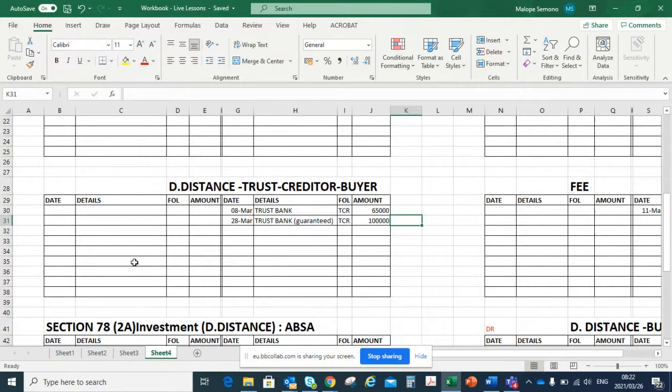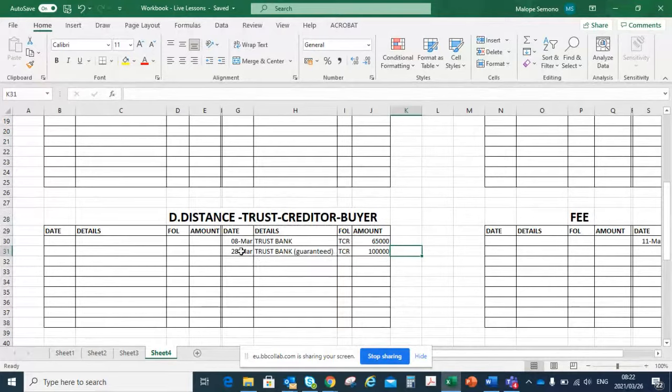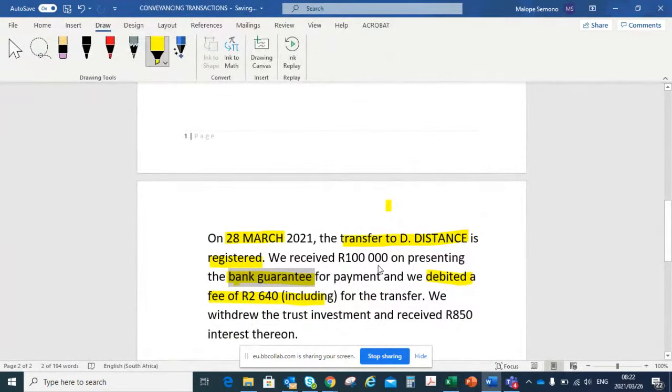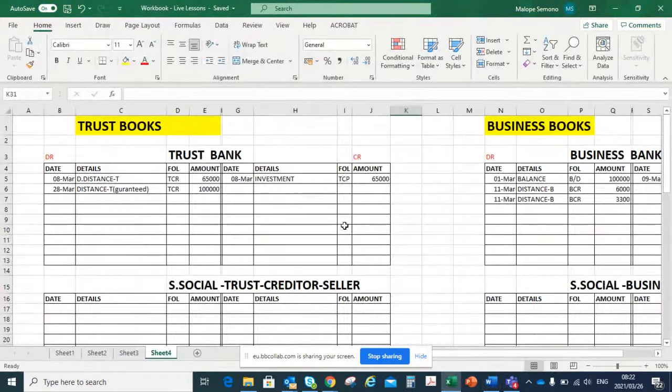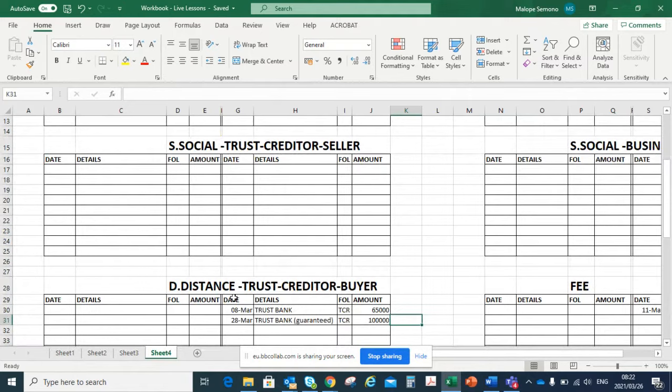So this is how I want you to look at it. Okay. So hopefully, guys, you're following. So you just have to be careful and know what's going on. Okay. So let's go back to the question. Remember, we received that 100,000. So this is how we did that. We received it back in the bank account, and now we must show that it belongs to what? To distance. Okay. So we need to make sure that we account for that.